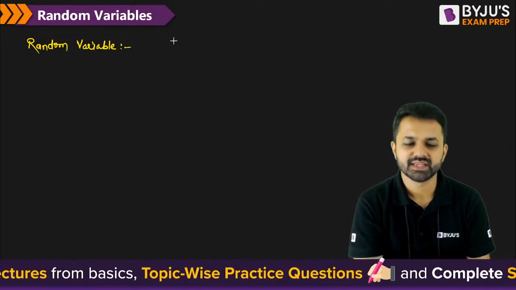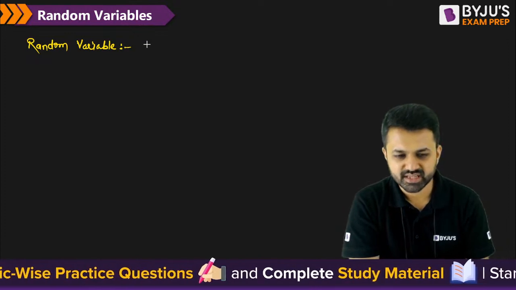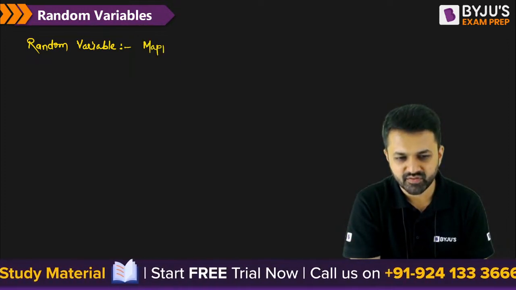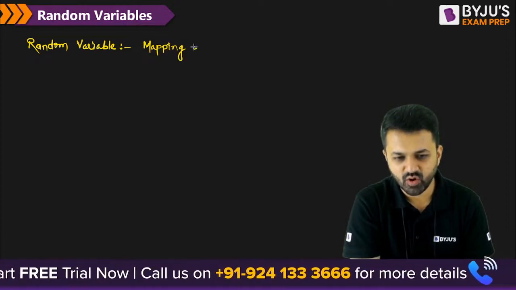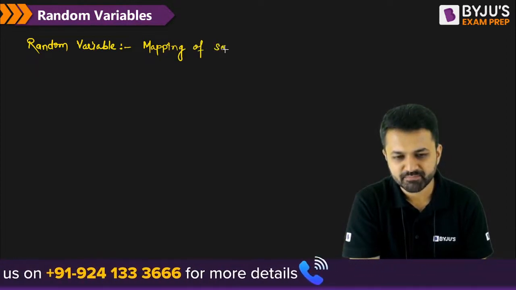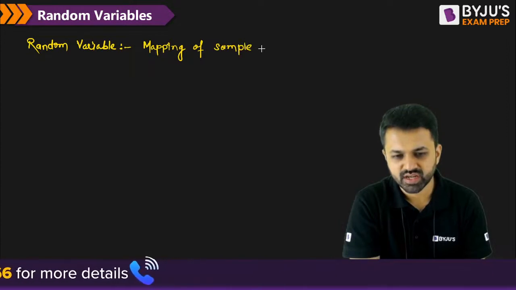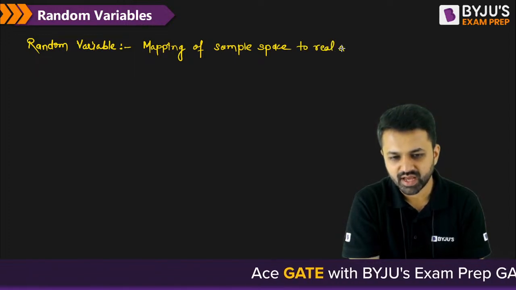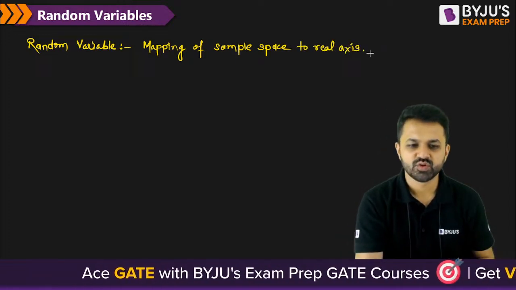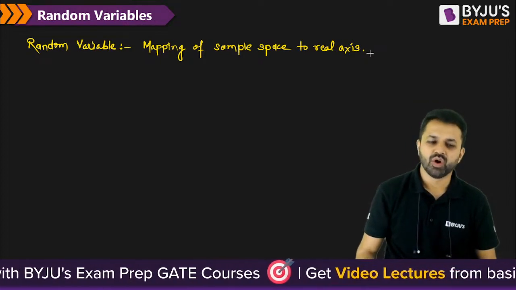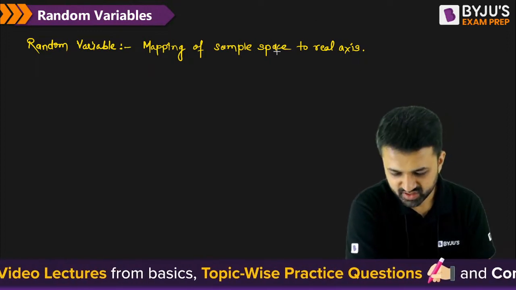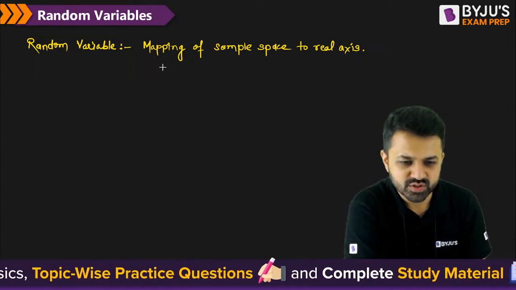The random variable is nothing but, in simple words, a mapping of sample space to the real axis. If you do this, then definitely you are assigning a real number. Like you can also say it in this way.